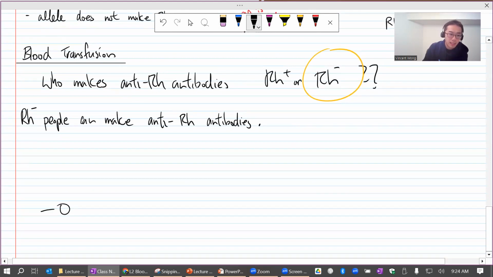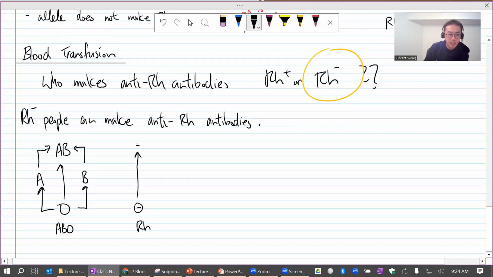So back to the compatibility chart. Okay, that is for ABO. And then for RH, negative people can give to positive people, but not the other way around. Okay, not the other way around.